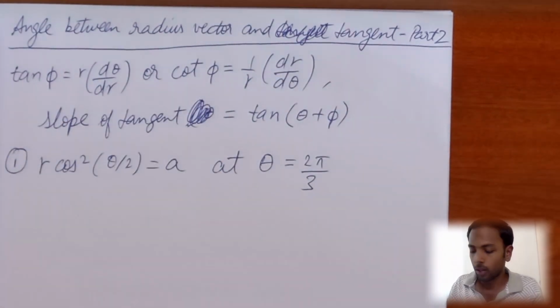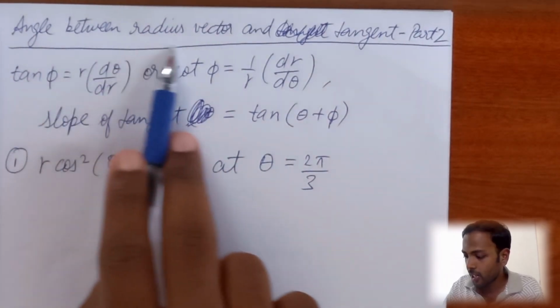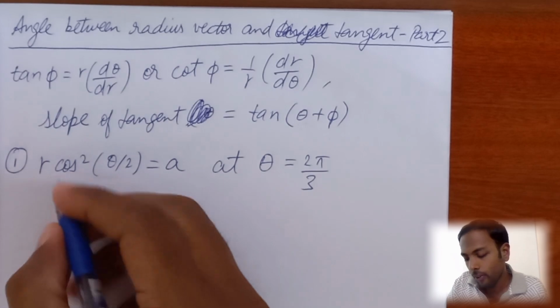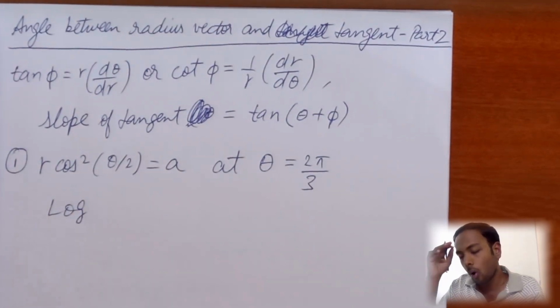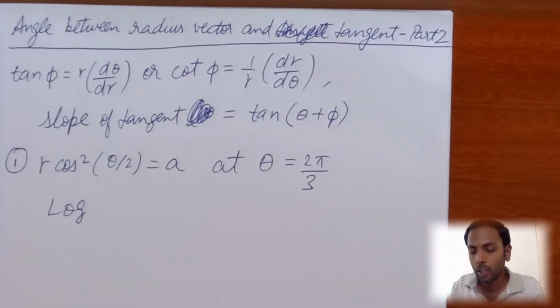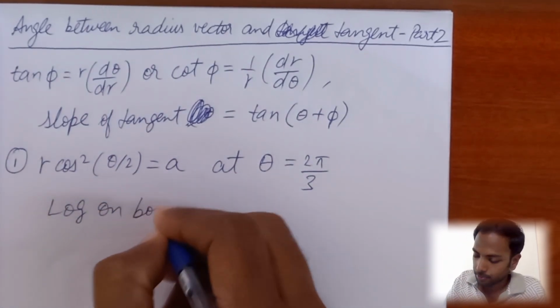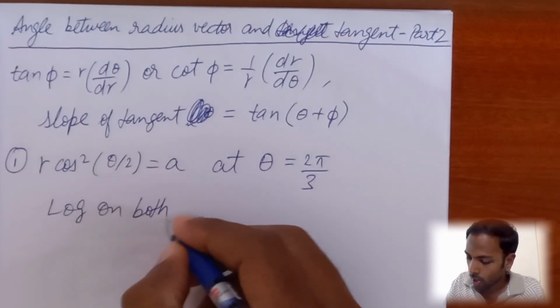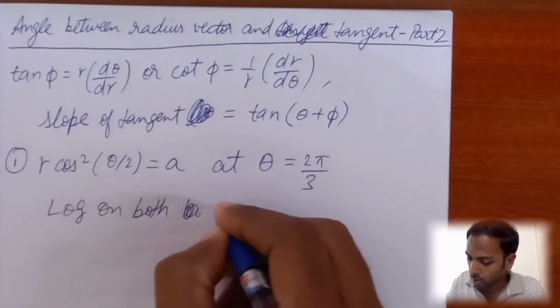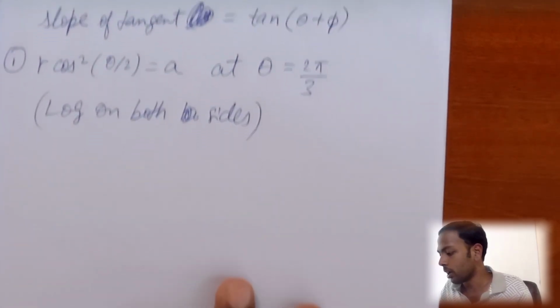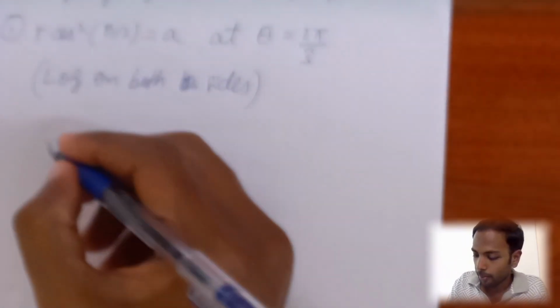So how to find phi now? That is interesting. I told you, whenever they ask you to find the angle between radius and tangent, always begin the question by taking log on both sides. This is mandatory, literally in every question you have to apply. You have to start with taking logarithm on both sides. Let's take logarithm on both sides.